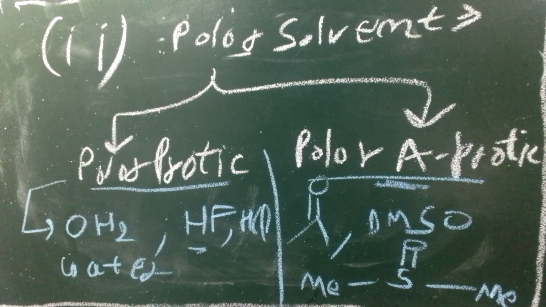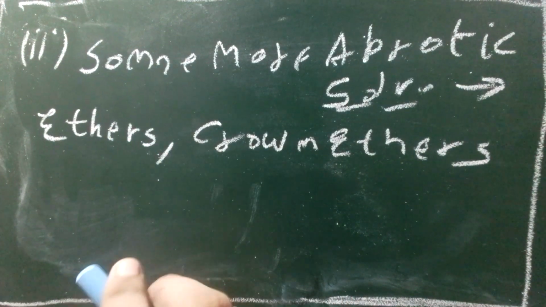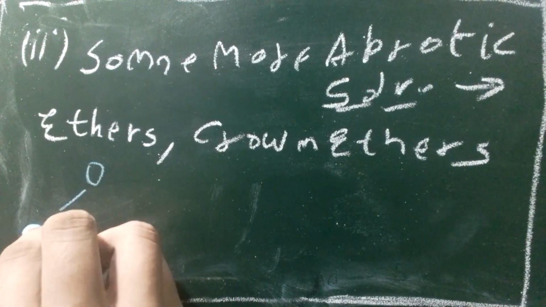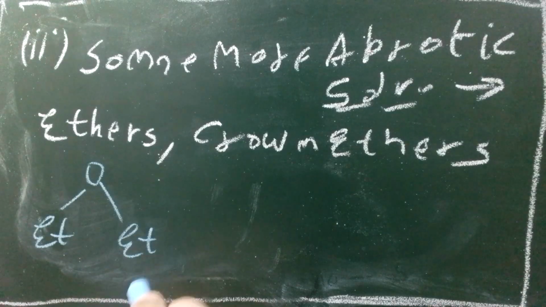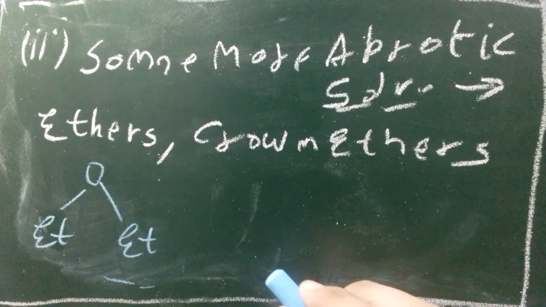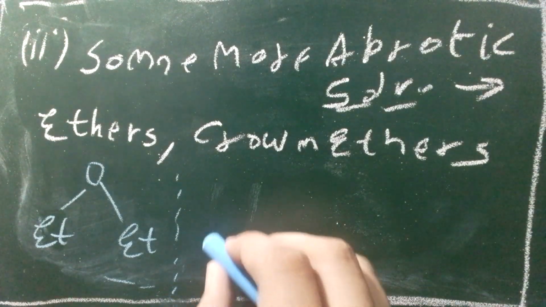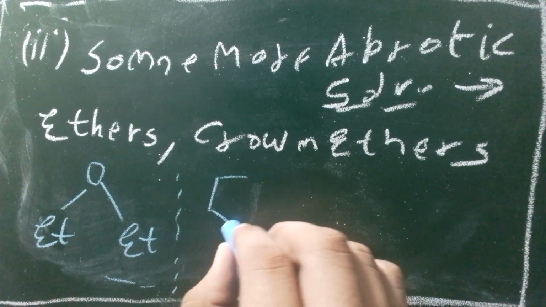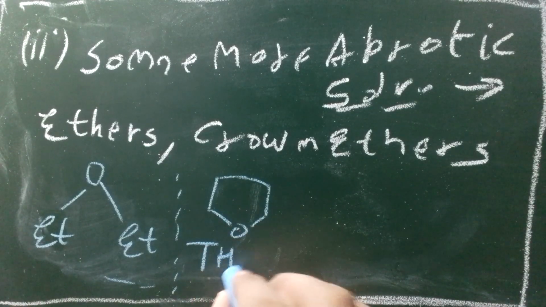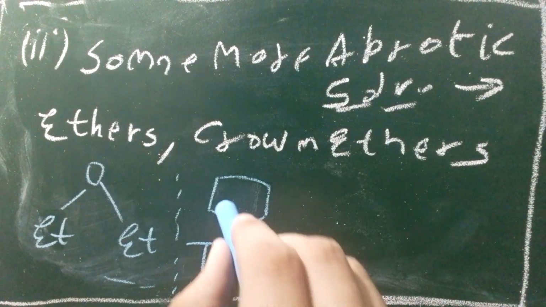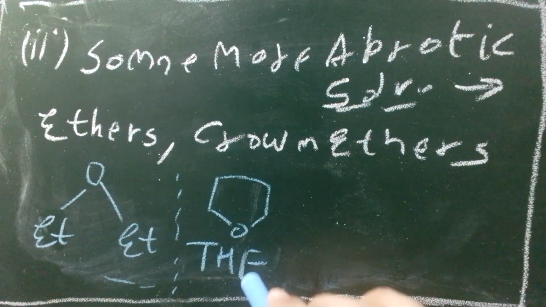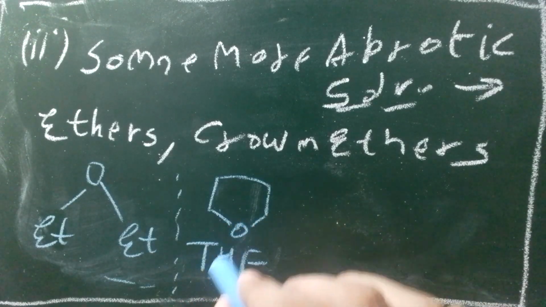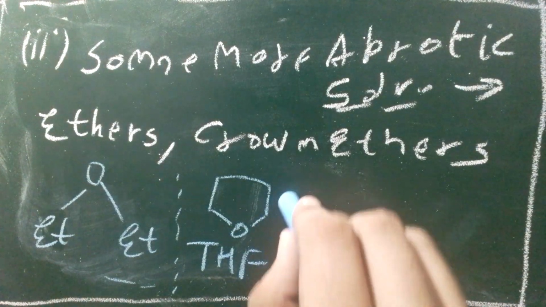So let me write some polar aprotic solvents which are necessary. Ethers are also polar aprotic solvents. If I take an example, this is diethyl ether: I have an ethyl group here and an ethyl group here. Crown ethers are the cyclic ethers. For example, this is called THF, tetrahydrofuran. Tetrahydro means four, and furan is for the oxygen. This is the old common language of chemistry.